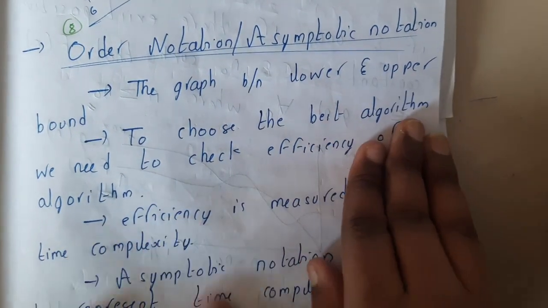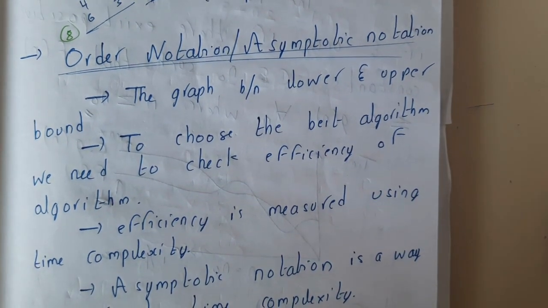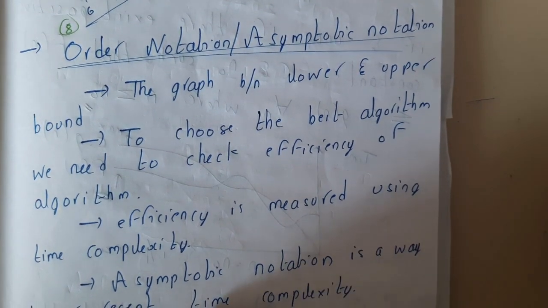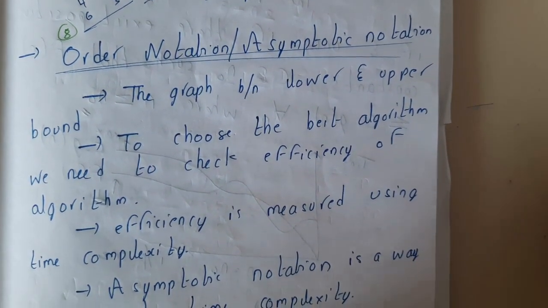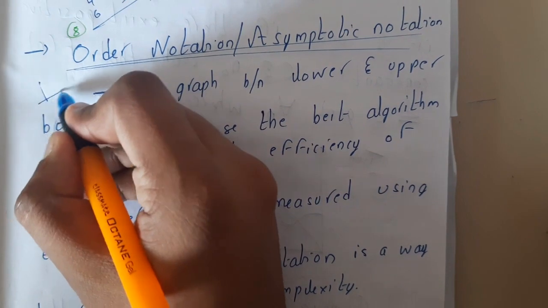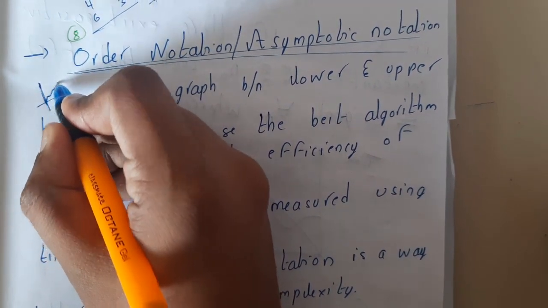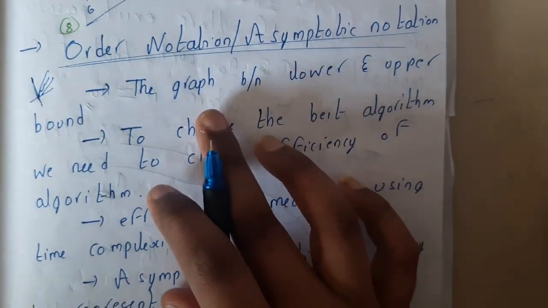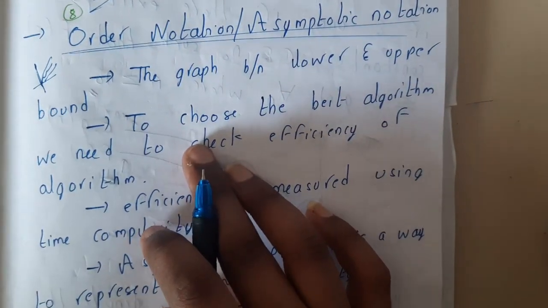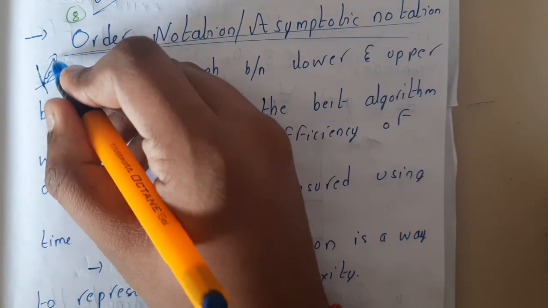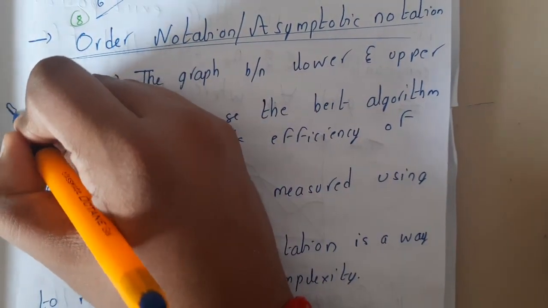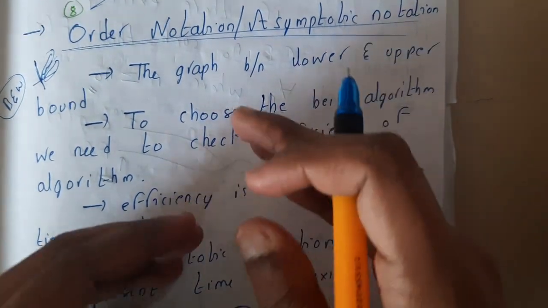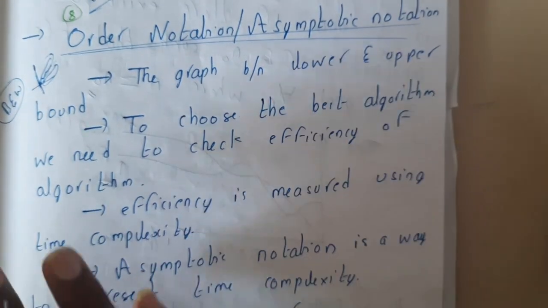Okay, so basically what are asymptotic notations is the first question that comes to your mind, right? Asymptotic notations are nothing but representing a graph for the algorithm with its upper bound and lower bounds. We draw these graphs to represent the best case and the worst case of an algorithm, to check the efficiency of the algorithms.